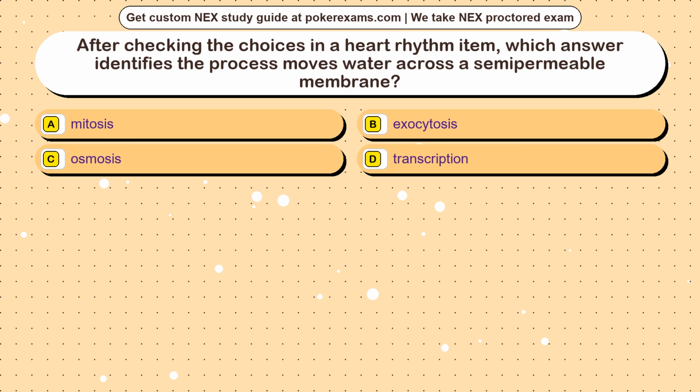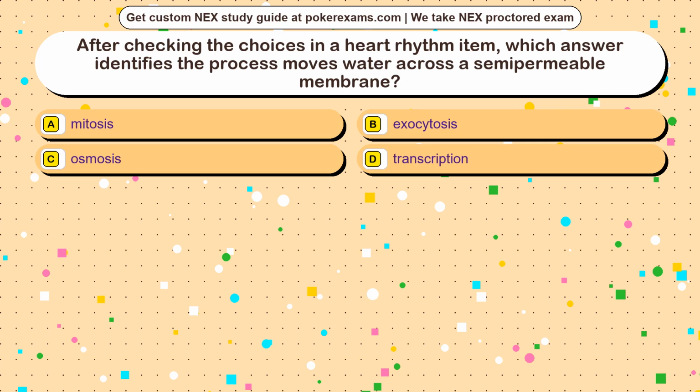Question 3. After checking the choices in a heart rhythm item, which answer identifies the process that moves water across a semi-permeable membrane? Option A, mitosis. Option B, exocytosis. Option C, osmosis. Option D, transcription.